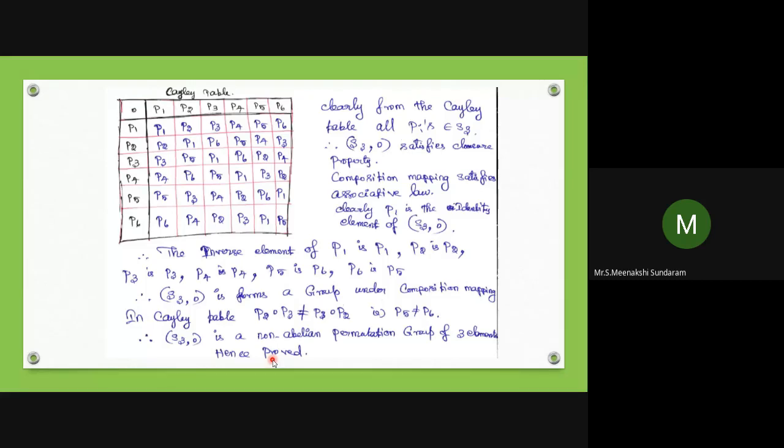Mostly we can ask for S3. If anybody has a doubt about this permutation group, how to form a Cayley table and how to check, if anybody has a doubt?